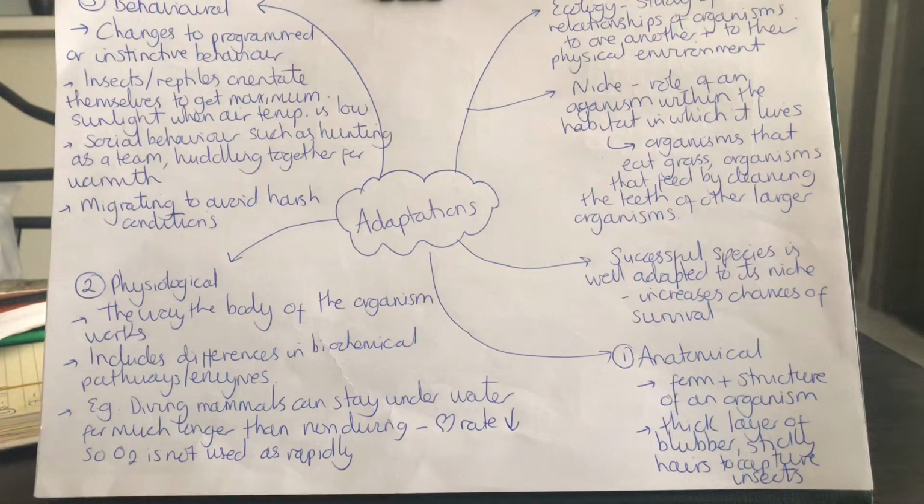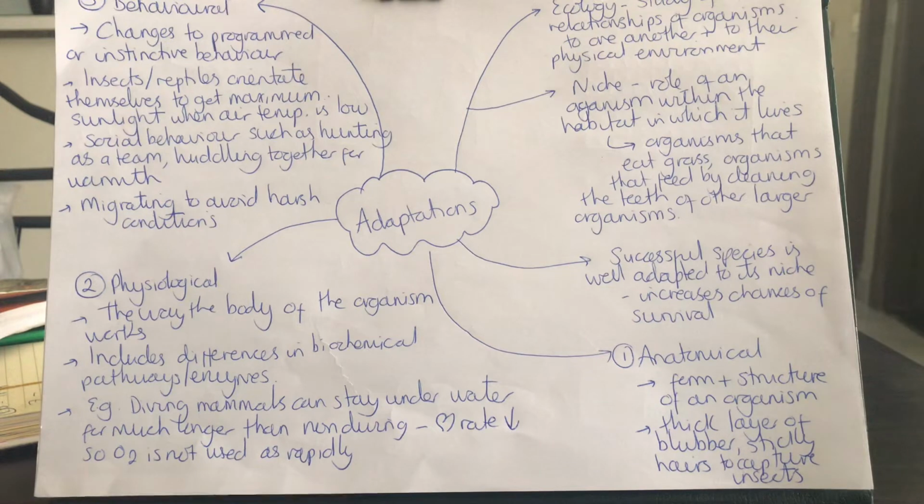So some examples are that insects and reptiles orientate themselves to get the maximum sunlight when the air temperature is low. The opposite can also be true. So animals can orientate themselves away from sunlight to try and keep their temperature cooler if they're hot. Social behaviour such as hunting as a team or huddling together for warmth come under behavioural adaptations.